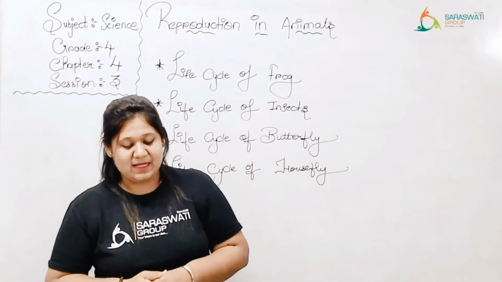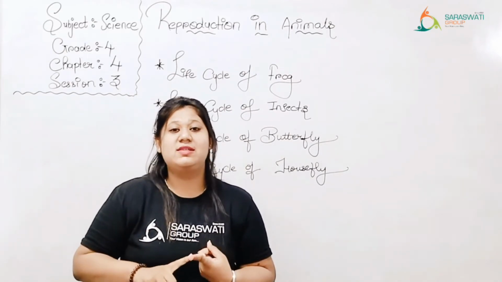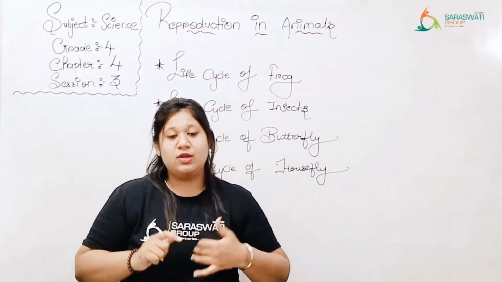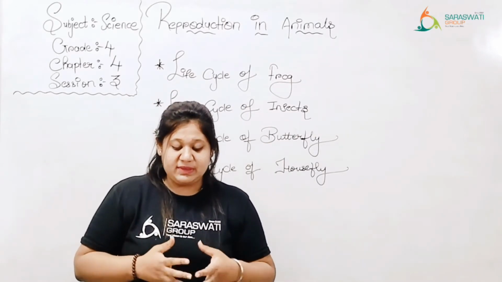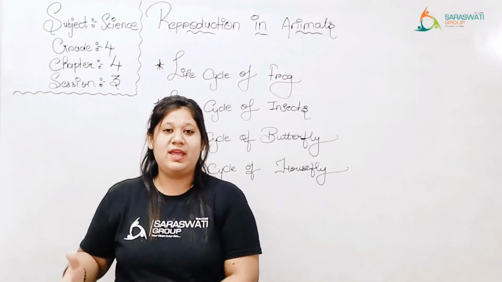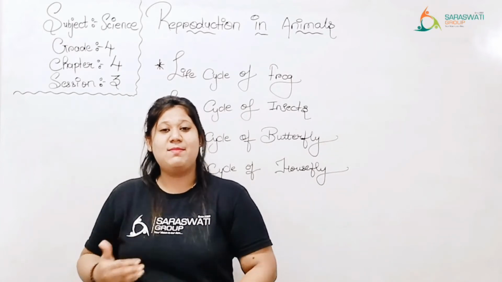Now kids, animals that lay eggs. Animals such as birds, fish, frogs, tortoises, crocodiles, and snakes lay eggs. Their young ones hatch out of the eggs. The young ones come out of the eggs, that is, they hatch, right?